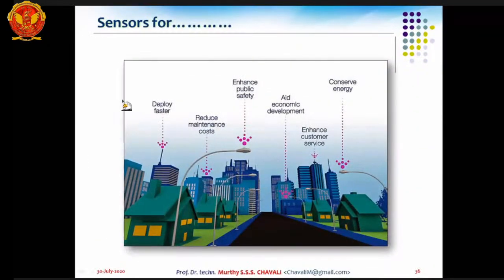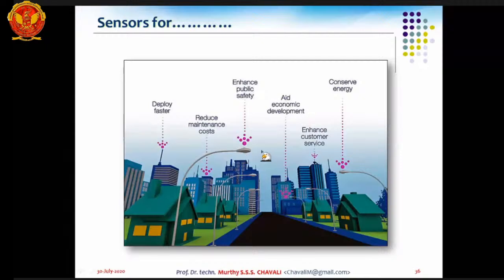For example, if you go onto the street, you have different types of sensors. One is to conserve energy, meaning you don't need a traffic light on during the daytime, so it has to switch on and switch off by itself. It has been pre-programmed, so you can conserve energy.